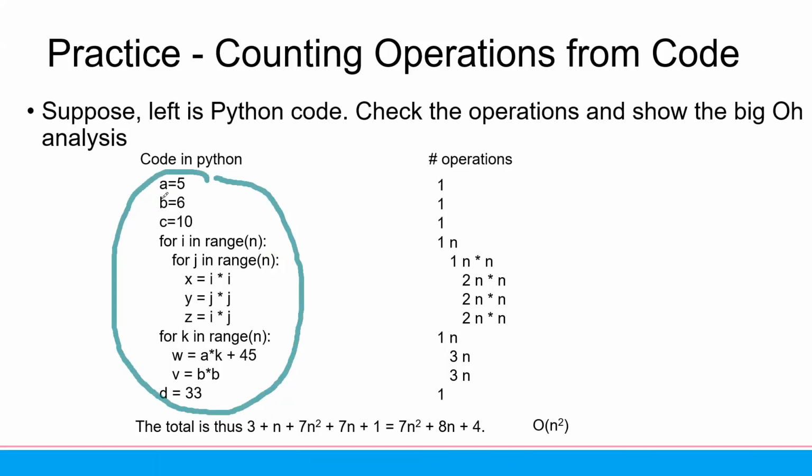So we have A equals 5, B equals N, C equals 10. And we have I in range N, J in range N, and then we have X multiply equals I multiplied by I, Y equals J multiplied by J, Z equals I multiplied by J, and we have K in range N, and there's one equation, this equation. And we have this operation.